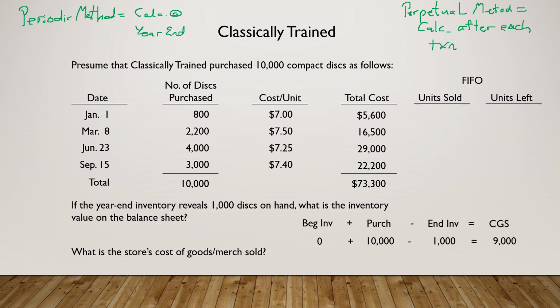Under FIFO, this means that Jim sold 800 units from the January 1st purchase, 2,200 units from the March purchase, and all 4,000 units from the June purchase. These three sum up to 7,000 units sold. Total units sold throughout the year is 9,000. So to get to that number, we just need 2,000 units from the September purchase.